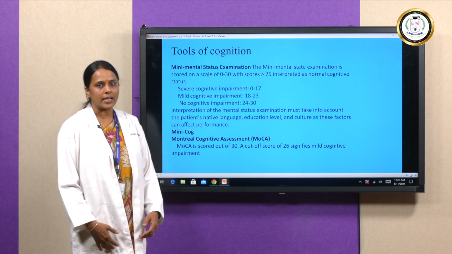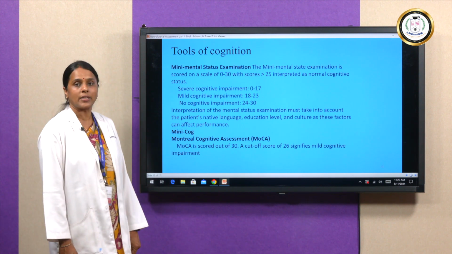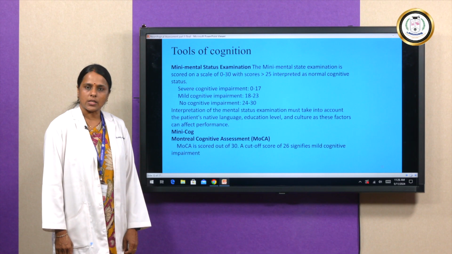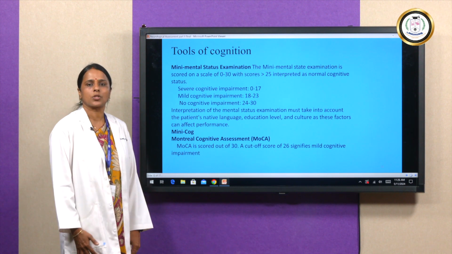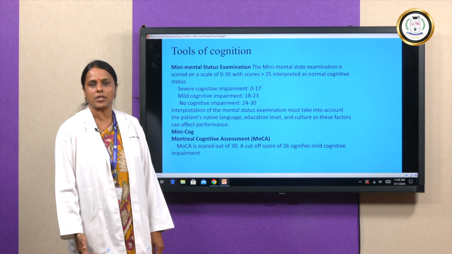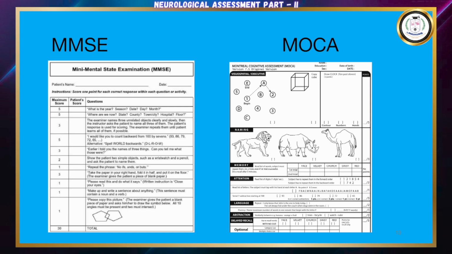But when we are delivering the Mini Mental State Examination, we should take care of the native local language of the patient, educational level, and also the cultural background, as these factors will affect the performance on the scale. Similar to that, we have the Montreal Cognitive Assessment. Here also the scoring is done and based on the score we will find out whether the patient has memory issues, attention span issues or calculation difficulty. Those things we can interpret. These are the samples of the Mini Mental State Examination and Montreal Cognitive Assessment. You can find them for reference.